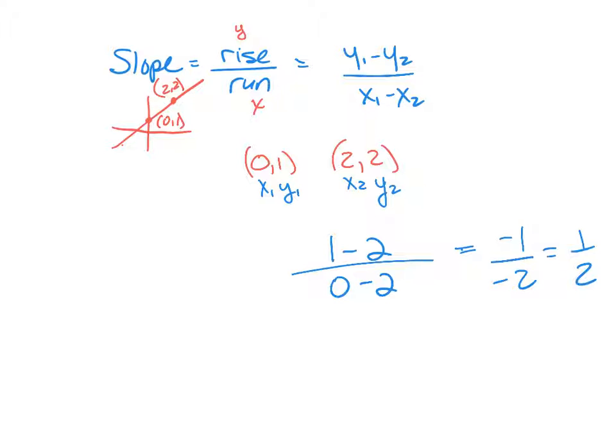If you were to do it on a graph, let's make the graph bigger. (0, 1) is right here, and (2, 2) is up here. You say I went up 1 over 2, so it's still 1/2.